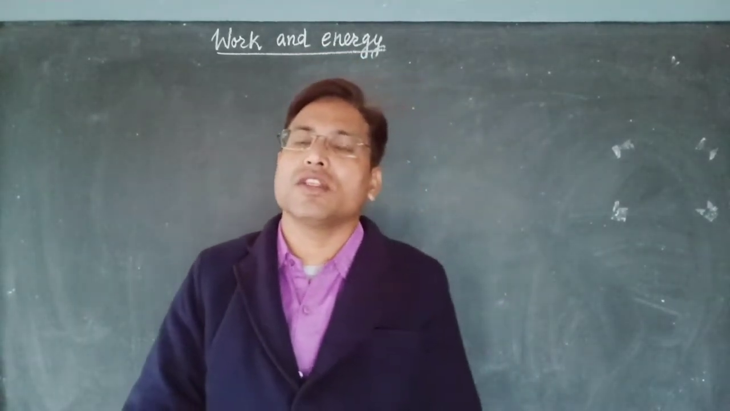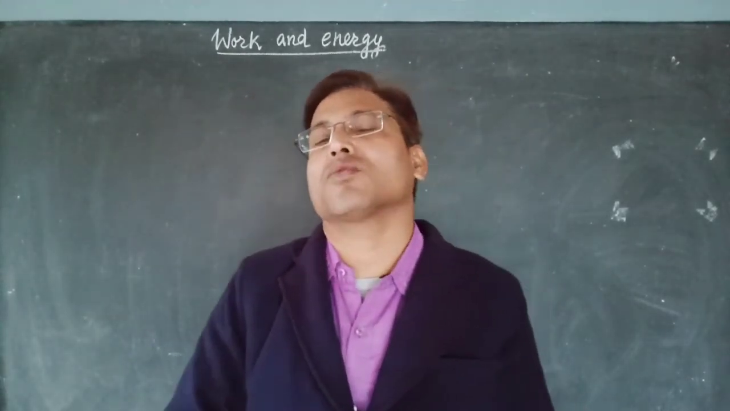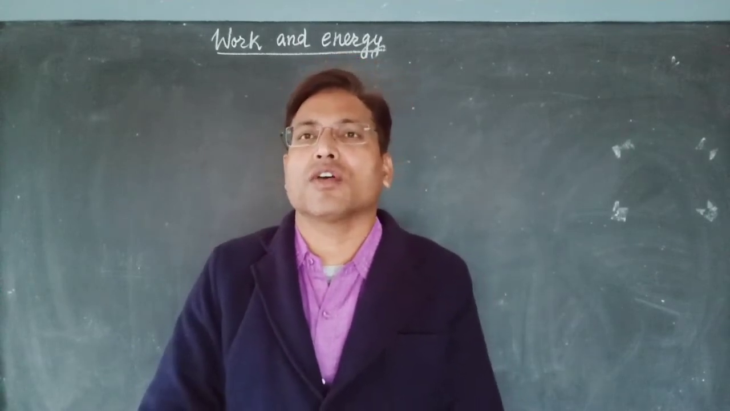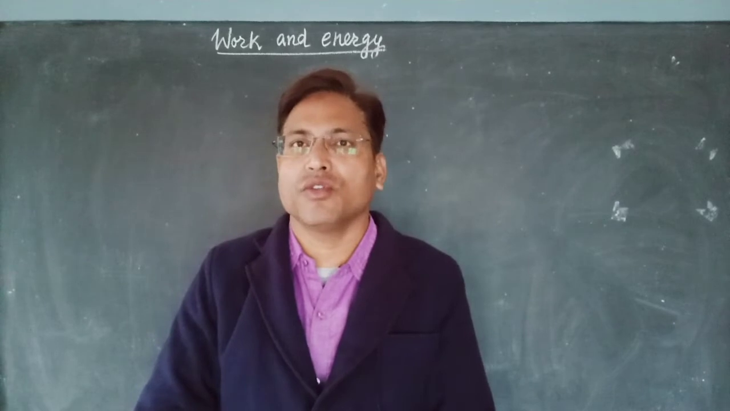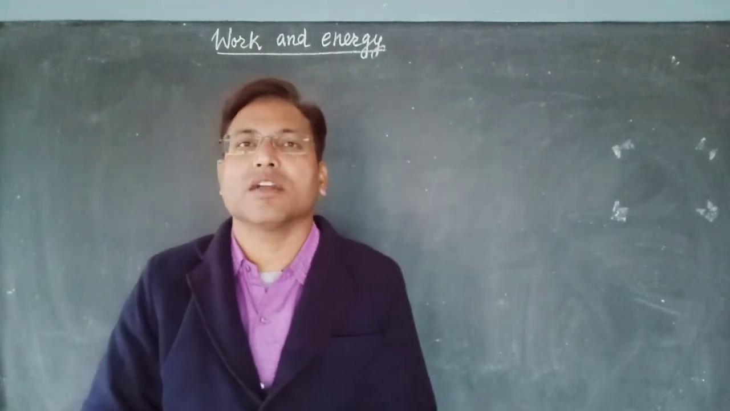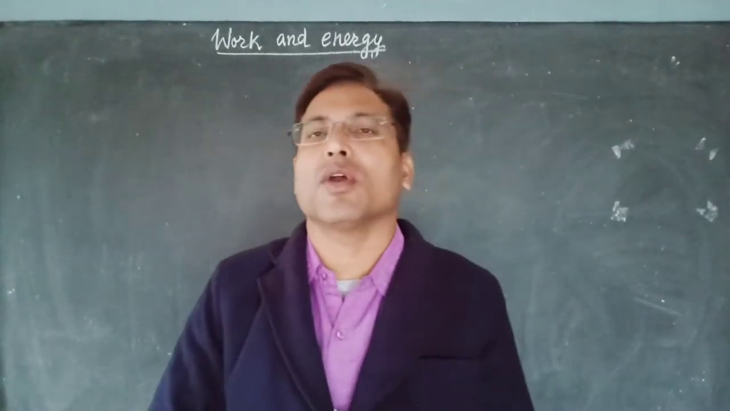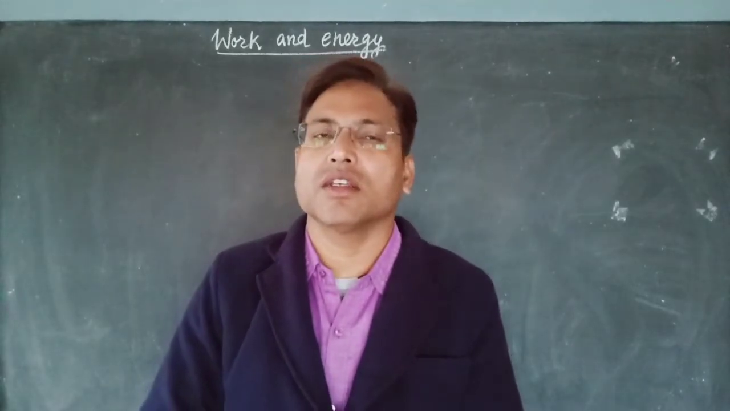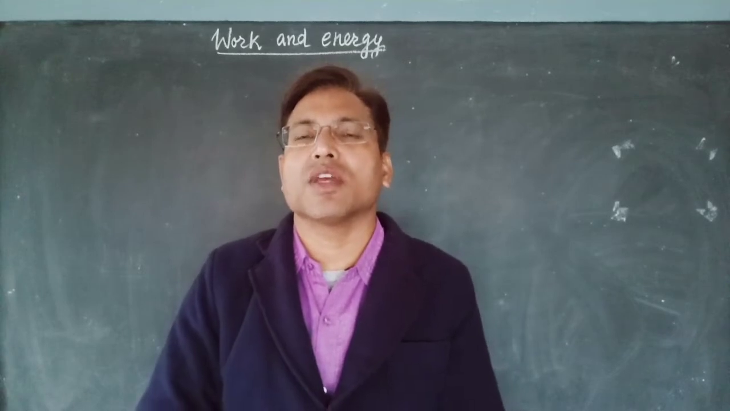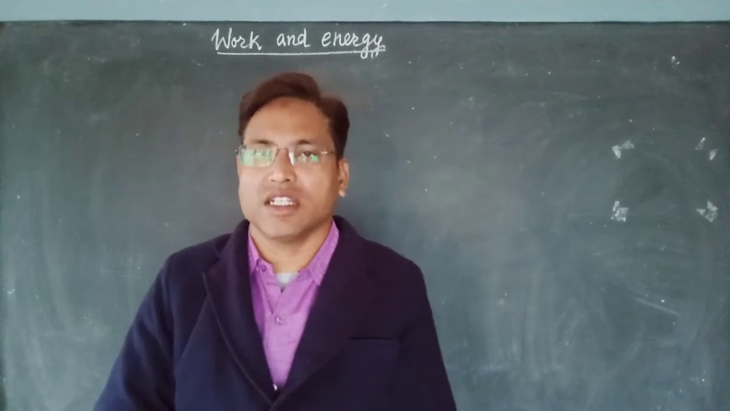So what is there? The coal is being burnt, that is the stored chemical energy, we can say. Coal is a fossil fuel. So there is chemical energy, and that is being burnt. Heat energy is produced. That heat energy is boiling the water. Water gets converted into vapor. That vapor goes and moves the turbine, and then the turbine rotates, and then the electrical energy is produced.